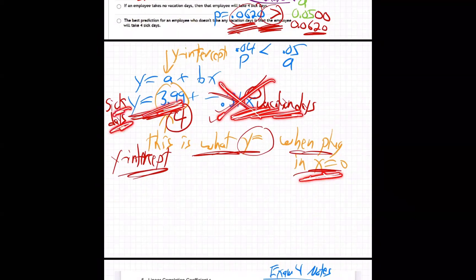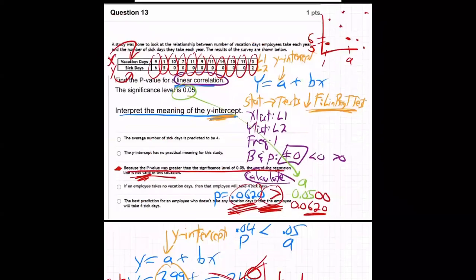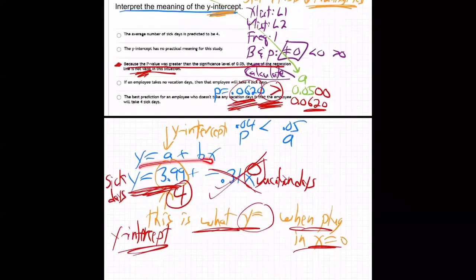How did I make all those connections? Because it said in the beginning, remember, the first variable is always x, the second is always y. X is vacation, y is sick. Here's the equation. The y-intercept is the a. It's the number not next to x, 3.99. How do you get y to equal that? Well, you got to get the other part to drop out, meaning you got to plug in 0 for x. So that's what the y-intercept always is. It's what y equals when x is 0.